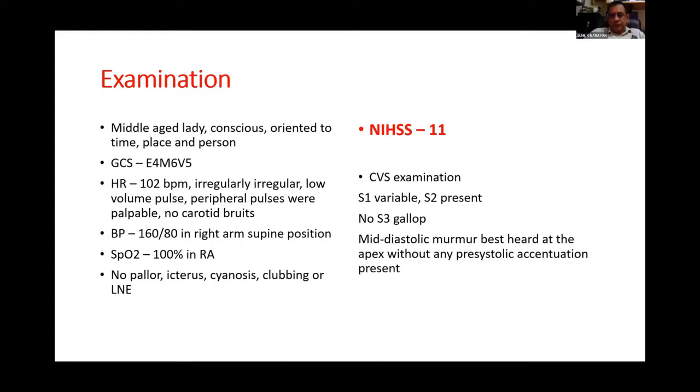Okay, so you have an important clinical clue. There is a mid-diastolic murmur and an irregular pulse, isn't it? Very important clue. Yes, sir. And carotids are palpable and there were no bruits. Where do you palpate the internal carotid artery? Sir, the external carotid artery. Where do you palpate for the internal carotid arteries?